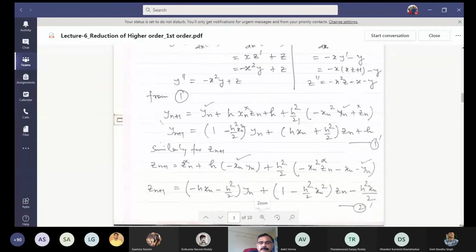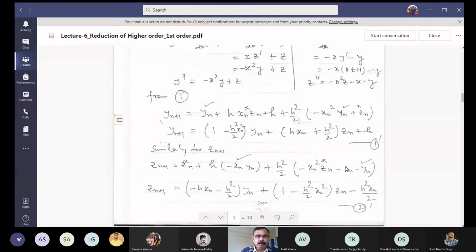Similarly, we'll write the second equation now. Zn+1 equal to... shall I explain this equation also, or shall I move to the final one? Move to the final one. Okay. So zn+1 equal to minus h xn, that is the minus h square by 2 yn, plus the coefficient of your zn, and minus remaining term, that is your minus h square xn by 2.